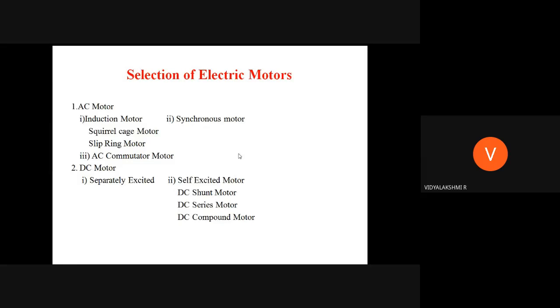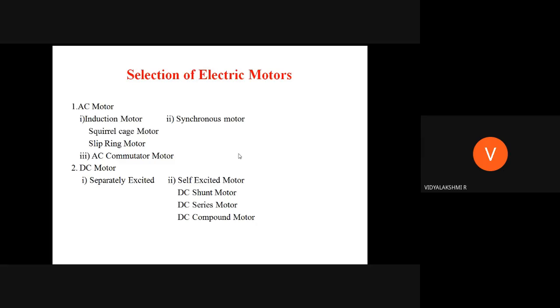I'm repeating once again. For special requirements of fast, accurate, and continuous speed control over a wide range, I can use a DC drive. Particularly, I can move with a separately excited DC motor.